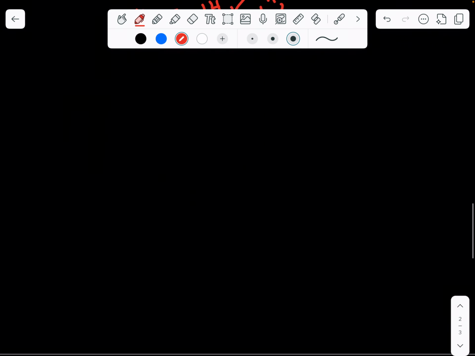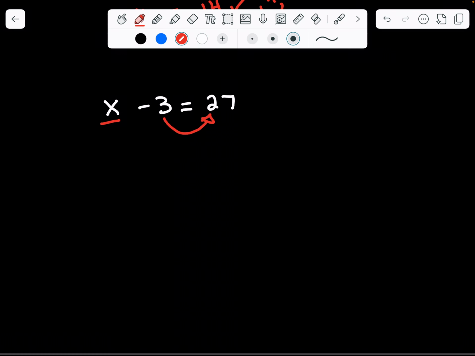All right, let's do another example. Let's take x minus 3 is equal to 27. So let's go back and break down the big ideas. We're going to try to solve for x, get x by itself. To do that, we need to move this negative 3 to the other side of the equal sign. What we do to one side of the equal sign, we have to do to the other.